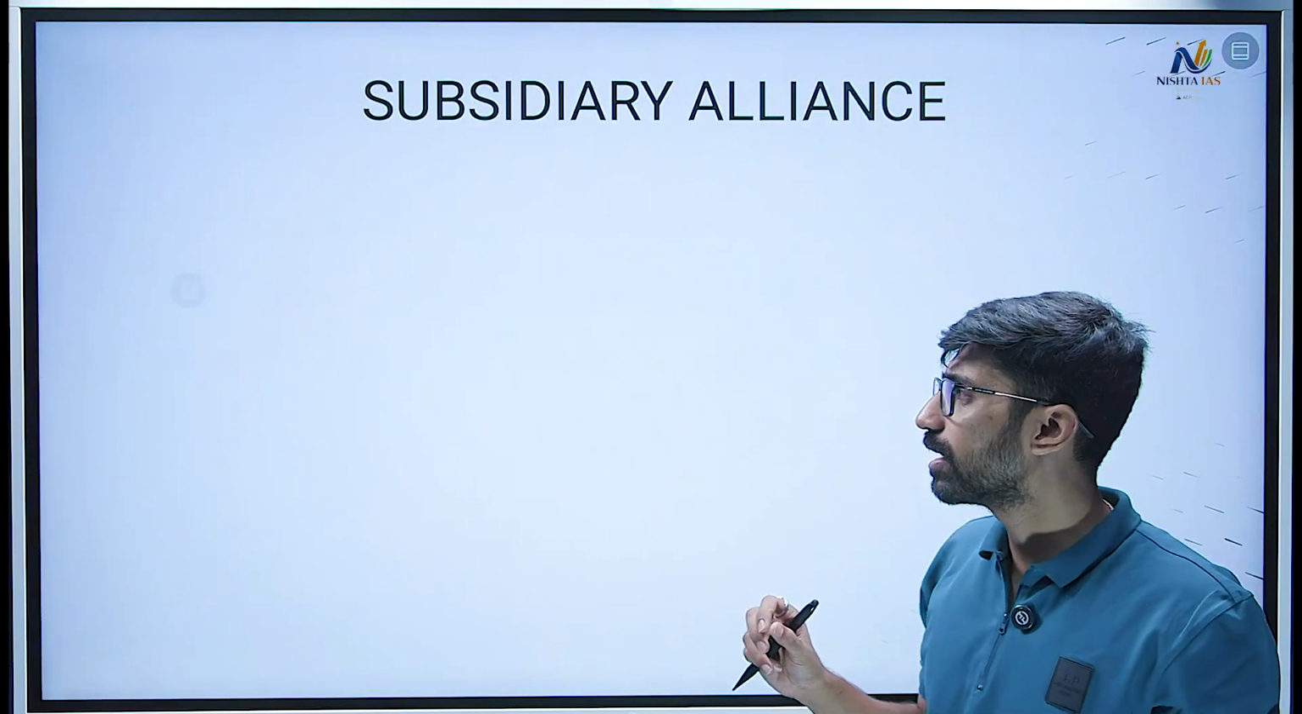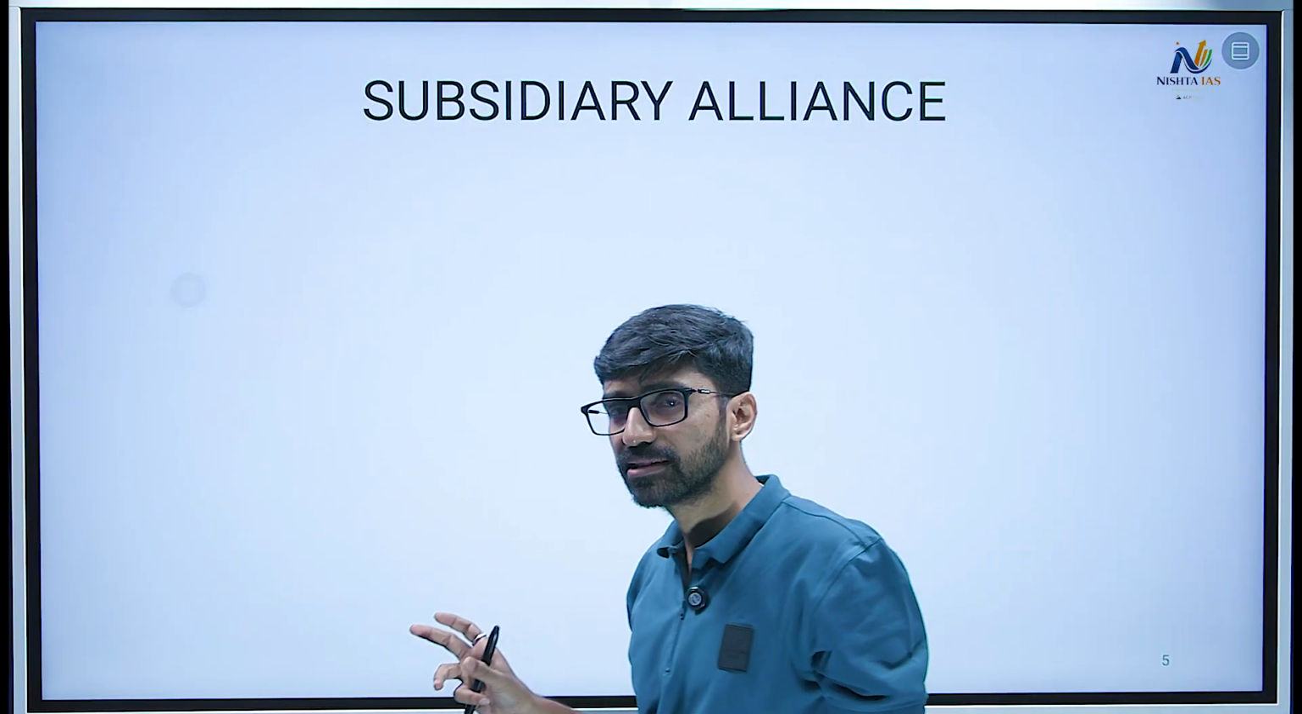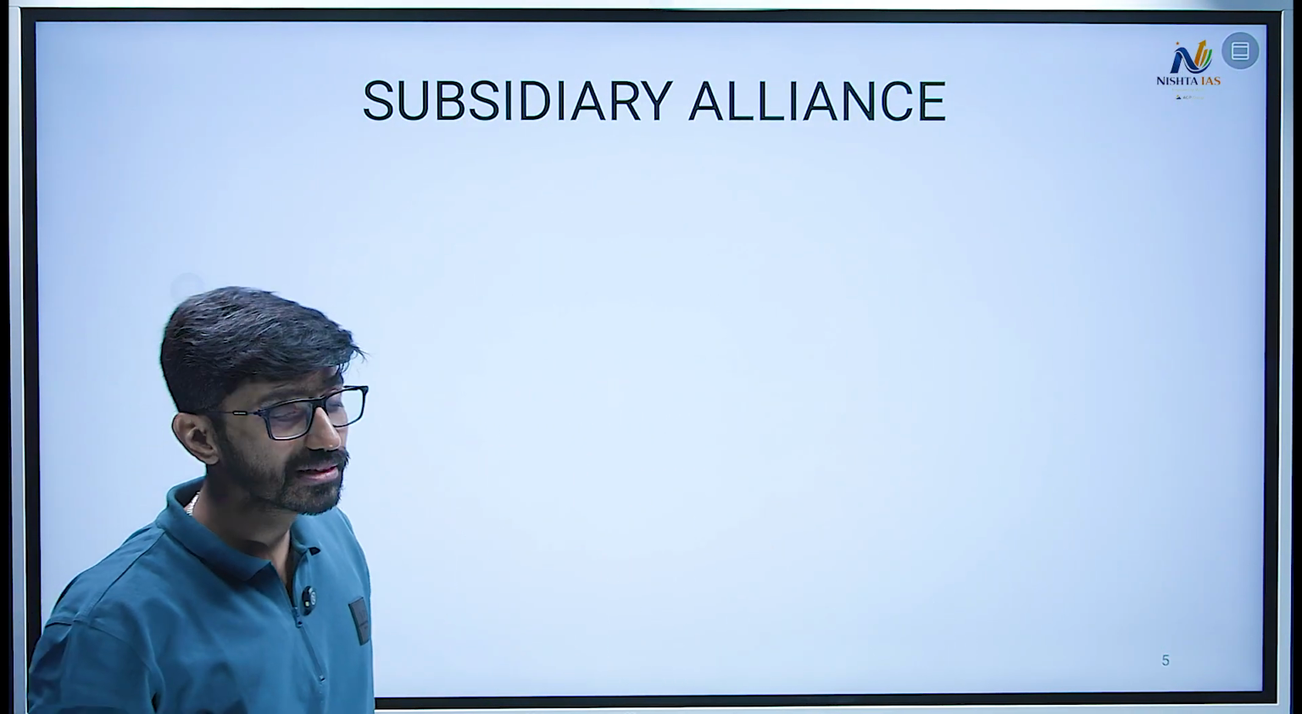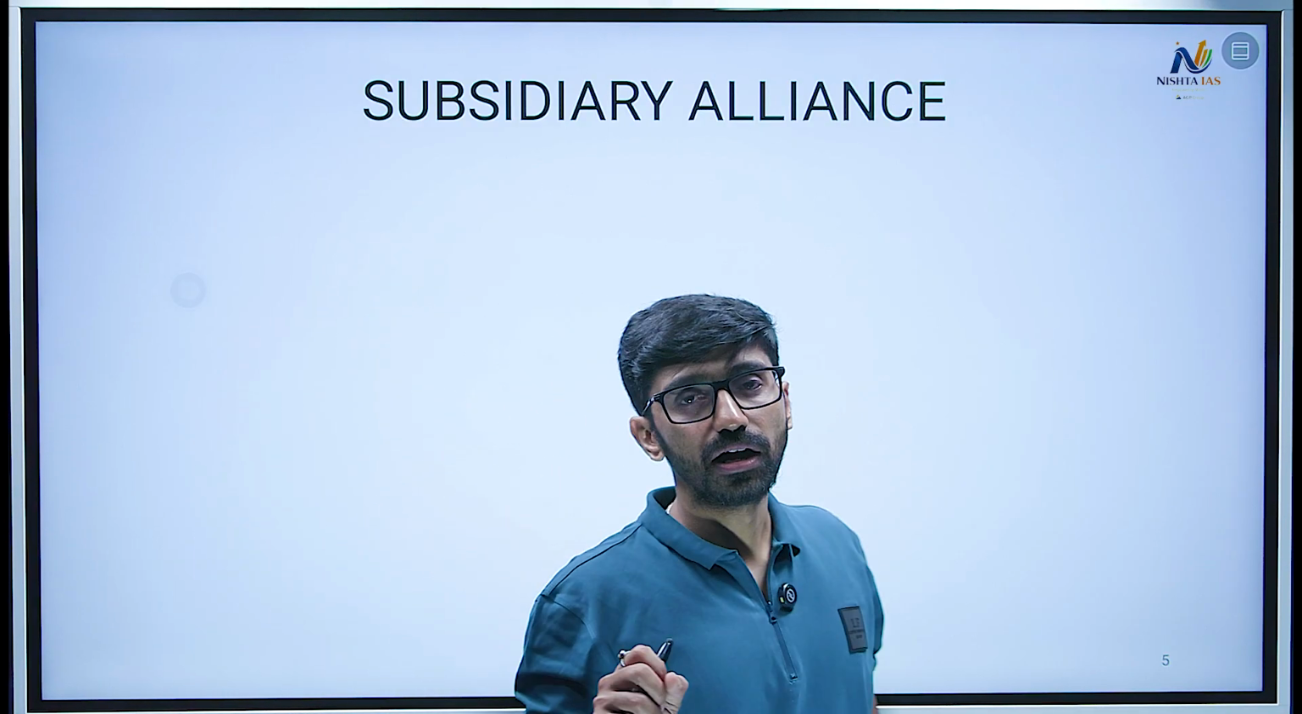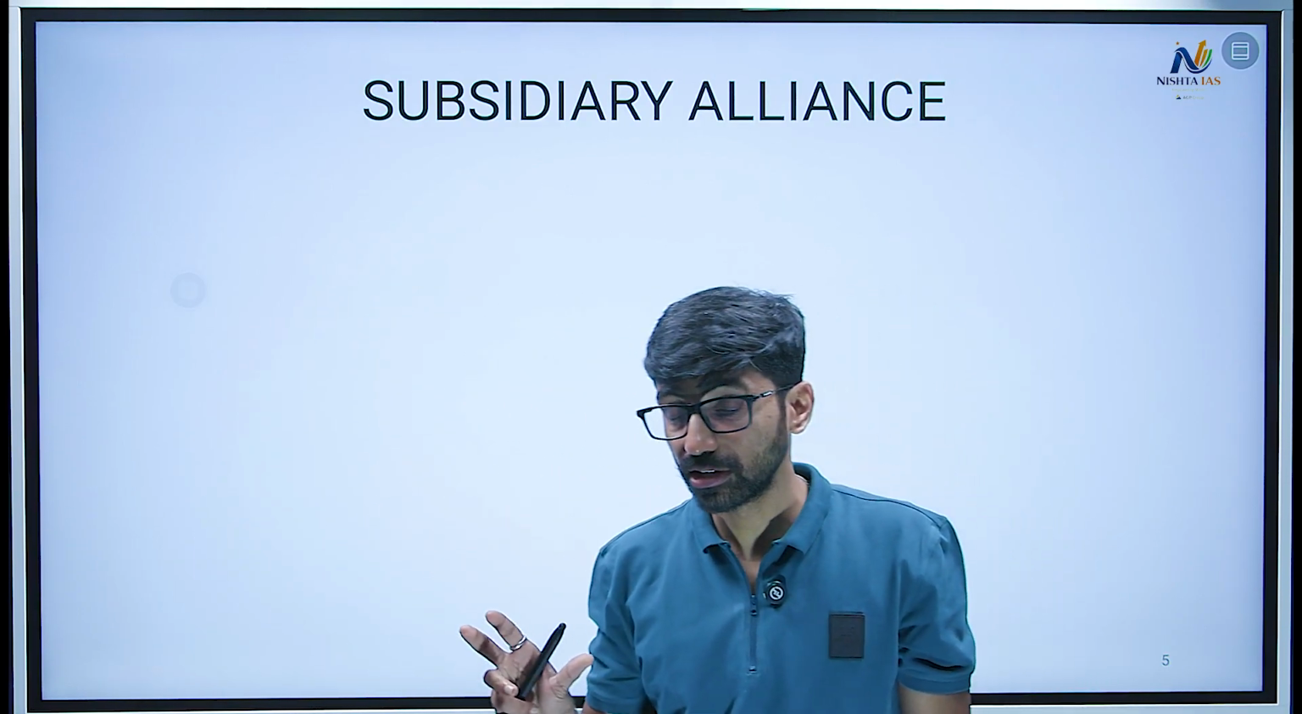Of course, we are not discussing any wars and everything, but we will see which states signed this subsidiary alliance system. Because once you sign this subsidiary alliance system, you will come under the either direct or indirect control of the Britishers, particularly the British East India Company.